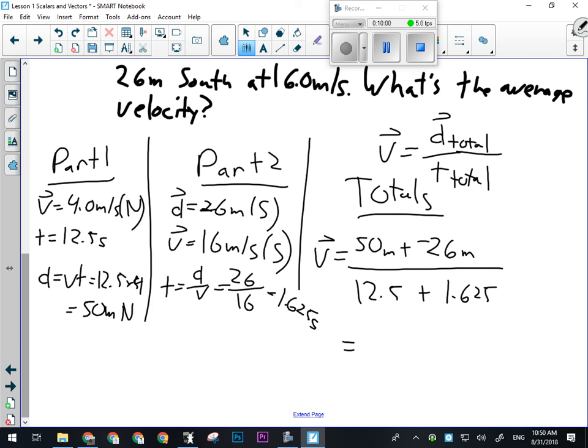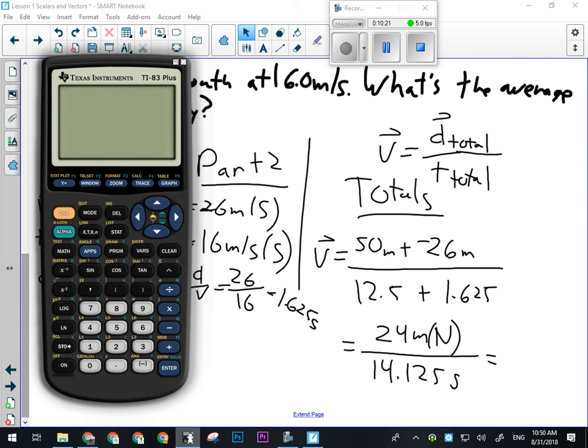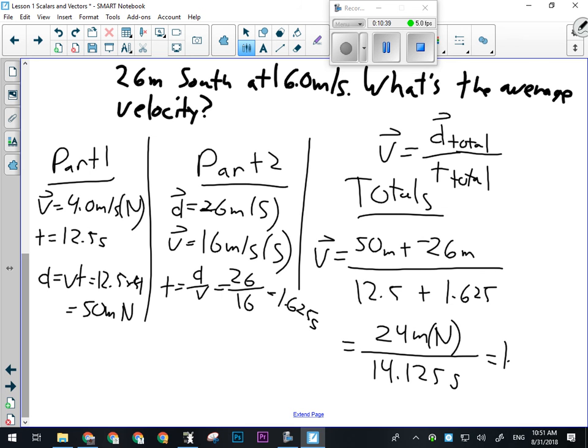All right, so we've got these numbers here. I've got 50 plus negative 26, or 50 minus 26, I've got 24 meters north, and on the bottom, I've got 14.125 seconds. Now I can calculate my average velocity over the whole trip. That'll be 24 divided by 14.125. And it gives me 1.7. Actually, we've only got two significant figures here, so 1.7 meters per second north.